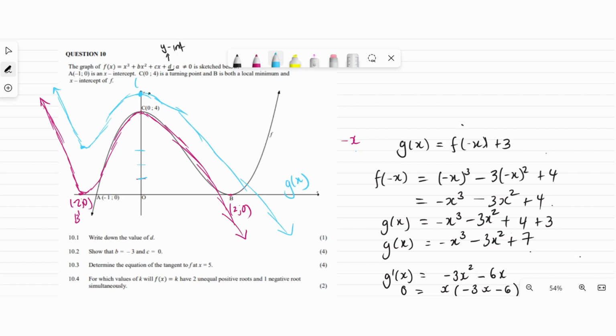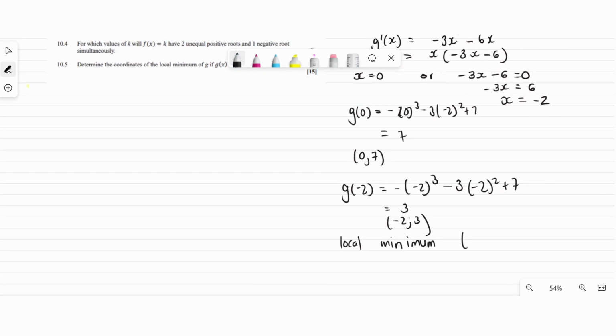We know that our first turning point is here, which is (0, 7). And the other one is here, which is (-2, 3) from the calculations. So even without the calculations, you see that our answer is (-2, 3). With the calculation, it still arrives at the same answer. So the local minimum for this question is (-2, 3). Then you're done with this question.